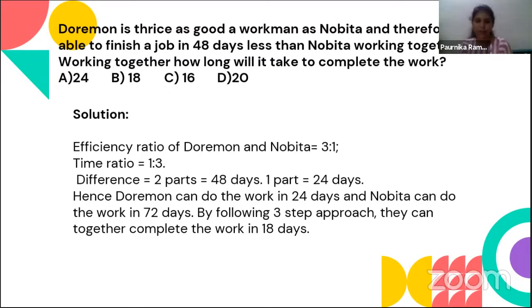By following a three-step approach, I would say, of course, if you watch our videos, which are posted in our ShortClaps application, you'll know what the three-step approach is. It's a very easy and efficient approach to solve questions from time and work. So following that approach, where you take the LCM of 24 and 72, you can complete the problems within seconds. So if we apply the method, we get the time taken by them would be 18 days if they work together.